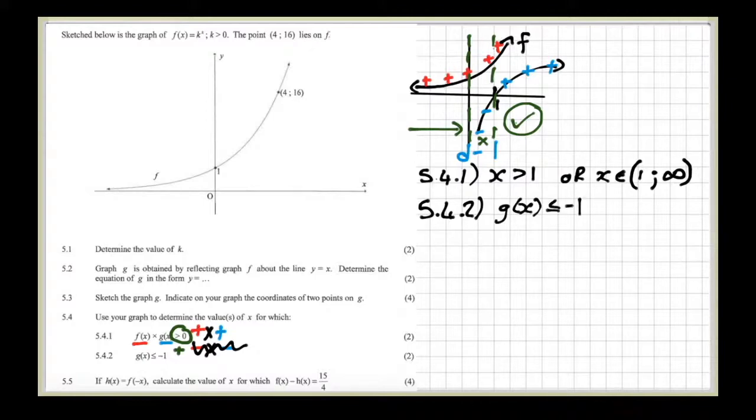In other words, where are the blue y values smaller or equal to 1? The only issue I have here is I don't have an x value, and they're asking me for an x value. So what I kind of thought about doing was, let me get an x value. Let me get where is y equal to 1. So I can go to my sketch and look where y is equal to 1.